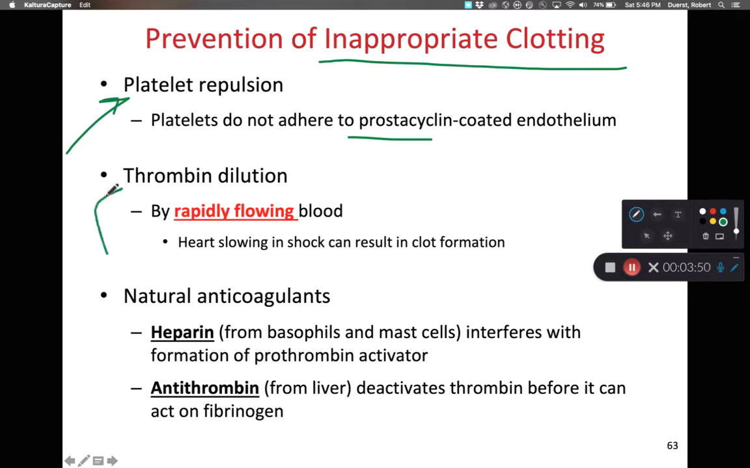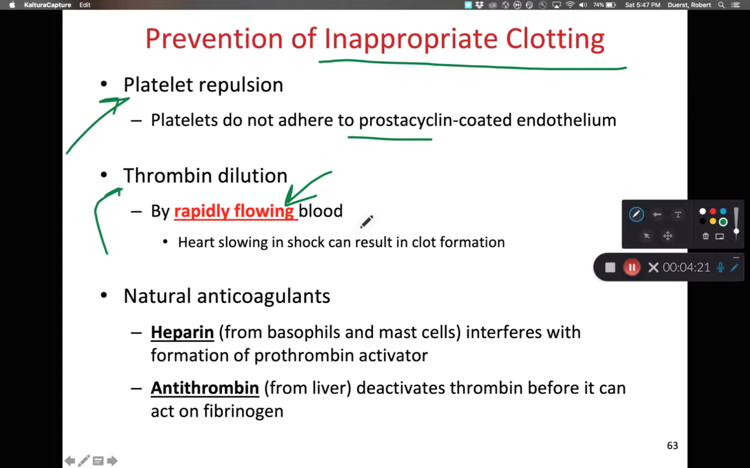We also have thrombin dilution. The thrombin itself is diluted by rapidly flowing blood. So as we look at this process, as long as the blood is continually moving, or we have high rates of movement, that thrombin is going to be less likely to initiate coagulation. It's when the blood is moving slowly that we're at risk of spontaneous clotting, particularly with the intrinsic cascade.